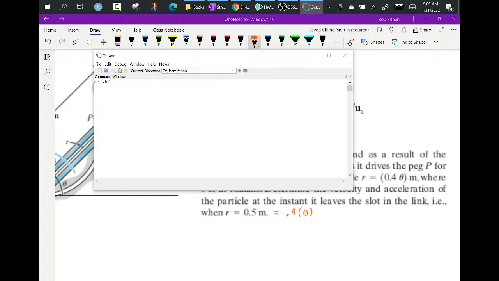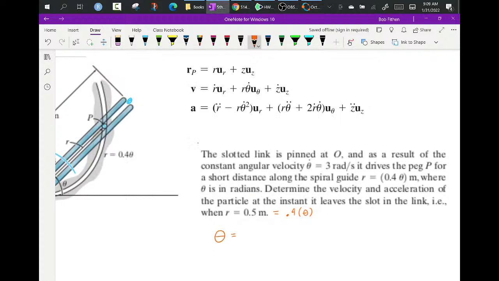0.5, roughly 0.4. I am a little bit interested in something, and that is, just as a side issue, I want to know, he's not asking this, but I'm going to say, how many degrees is that?